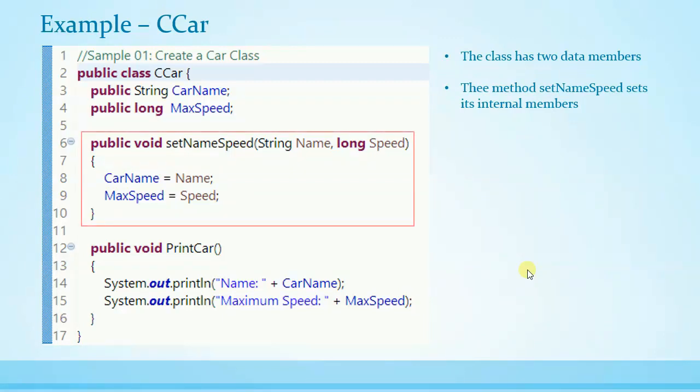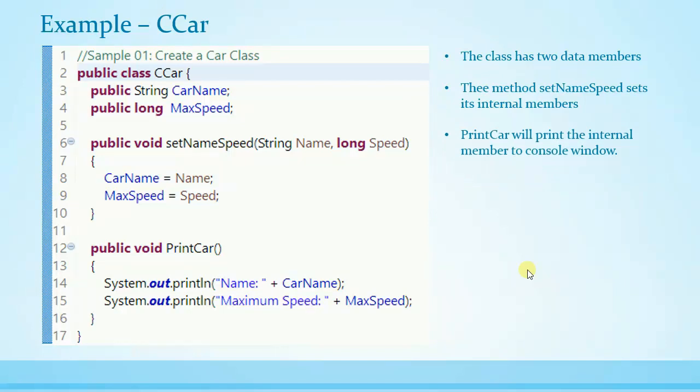Then we have the method setNameSpeed, which sets its internal members. It accepts two parameters, name and speed. Then, based on the received parameters, it sets the internal members, car name and max speed.